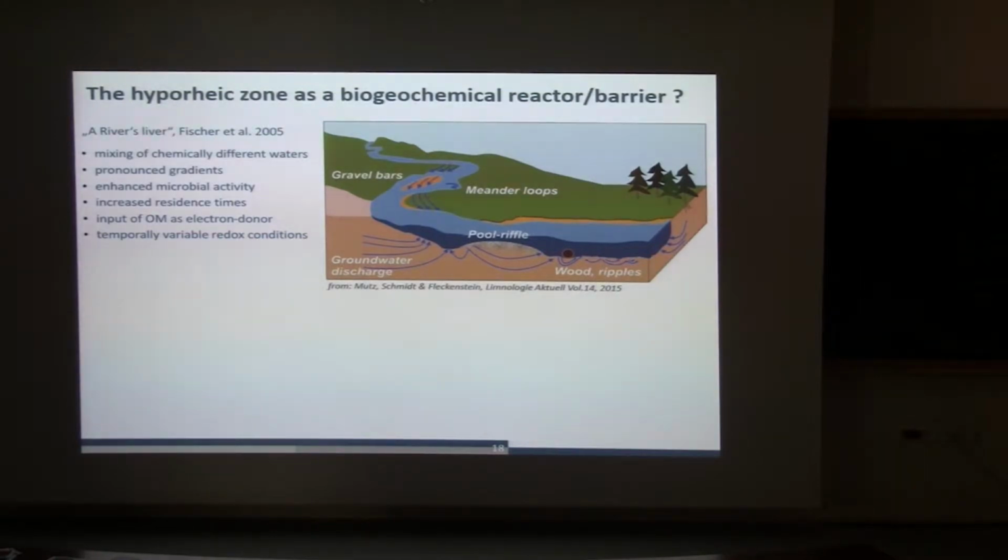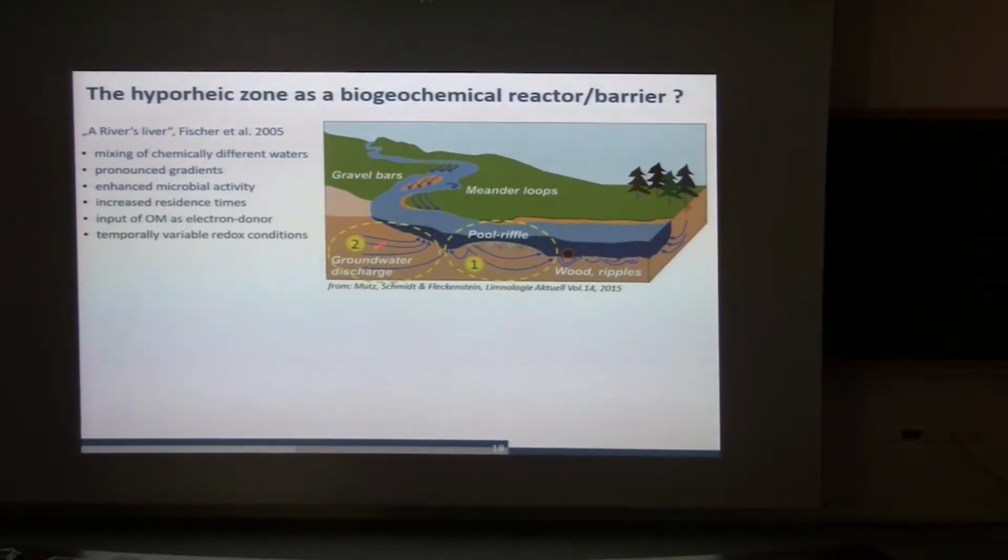And so what we wanted to understand is how structures like pool-riffle features, like those exchange flows that are produced along those features, affect turnover of certain solutes. And we mainly were interested in nitrates.